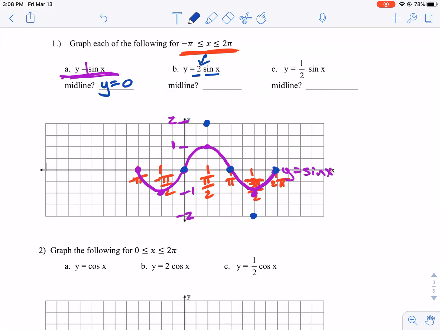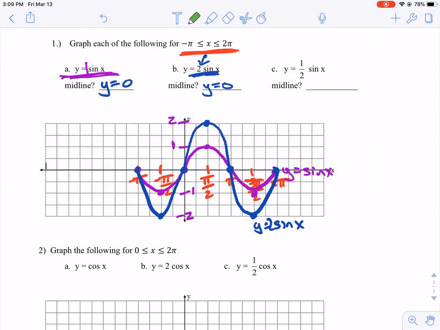So we still have the same hill and trough pattern exactly, except that instead of going from 1 and -1, we went to 2 and -2. All it did was stretch it. And my midline is still y equals 0 because I'm halfway between 2 and -2. All right, but I got to graph the other part. So now I got to go down to -2 and back to 0. So my blue graph is 2 sine x.